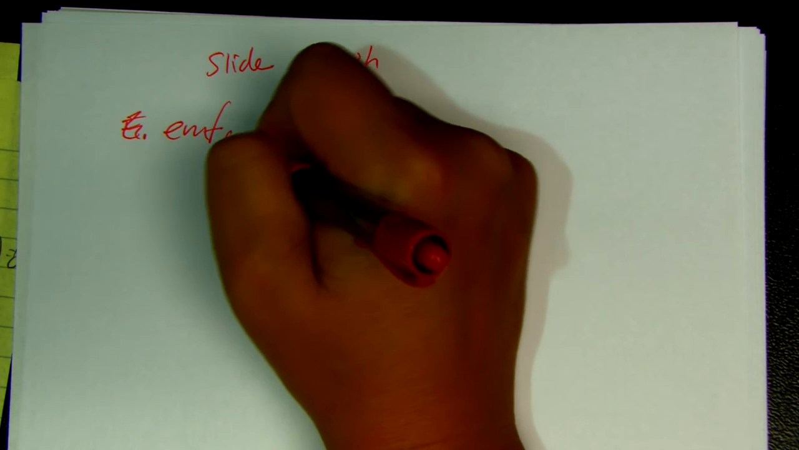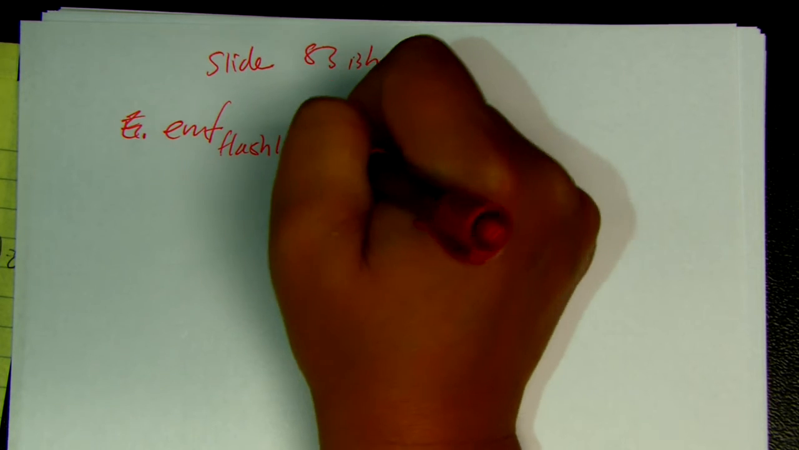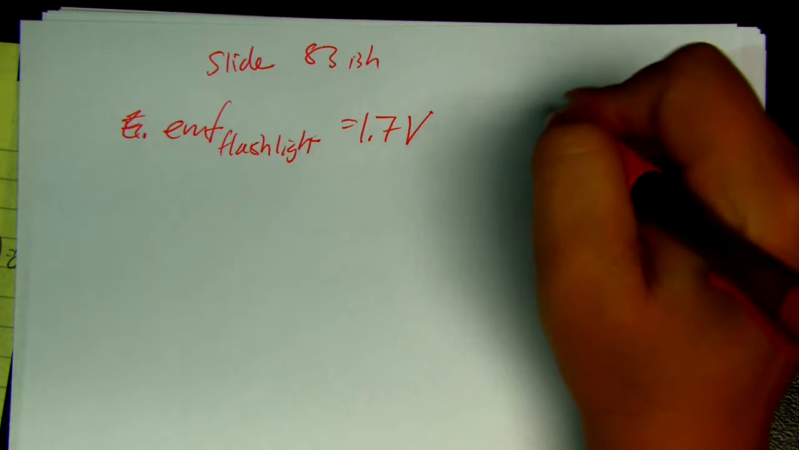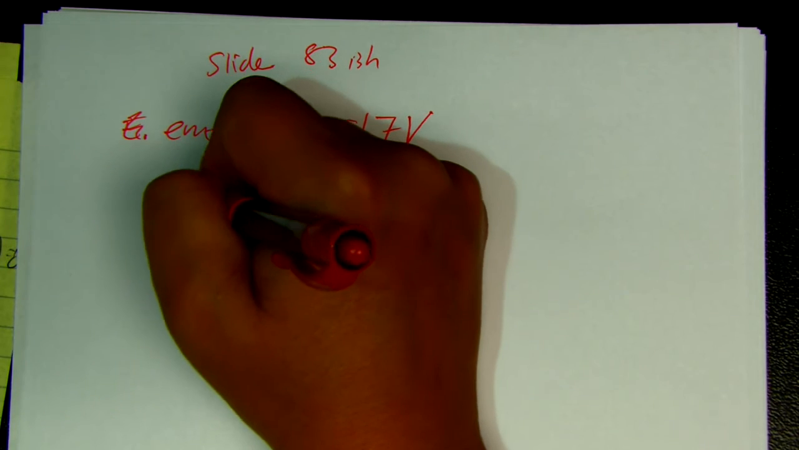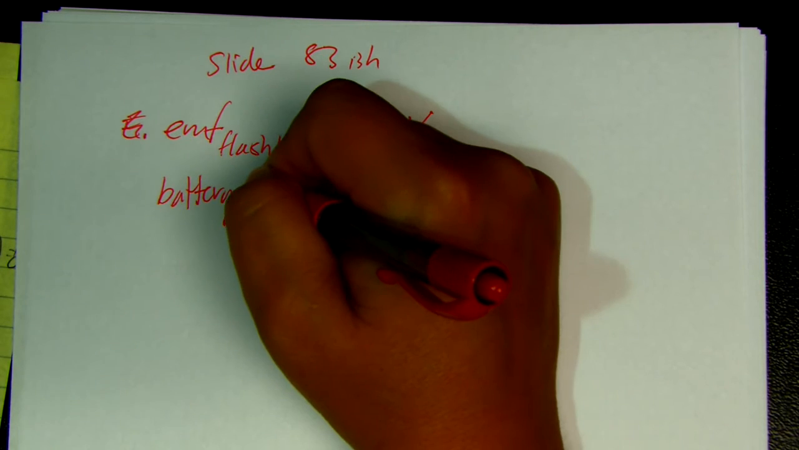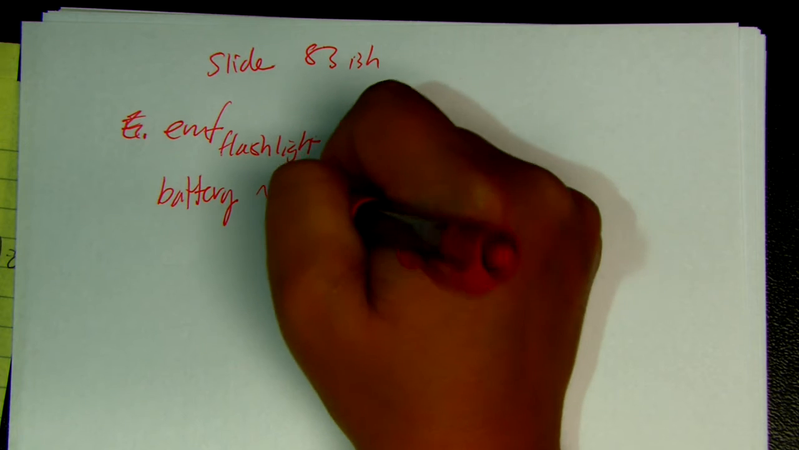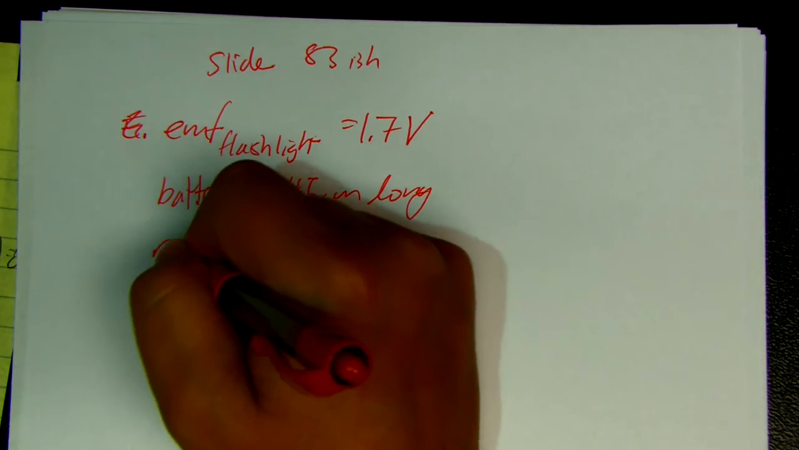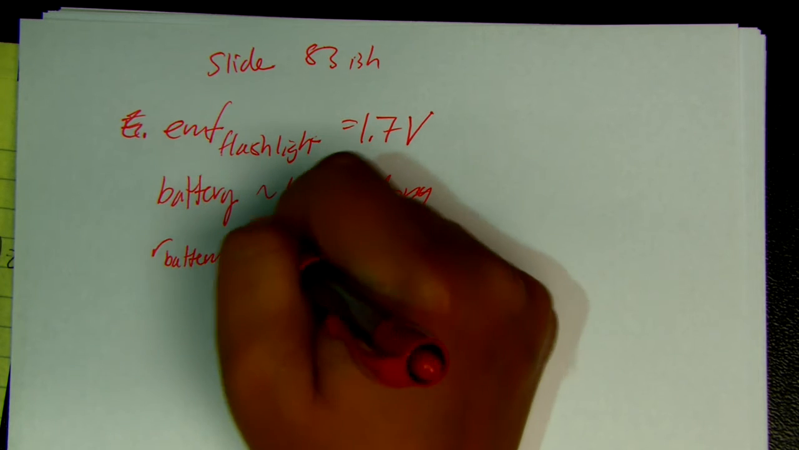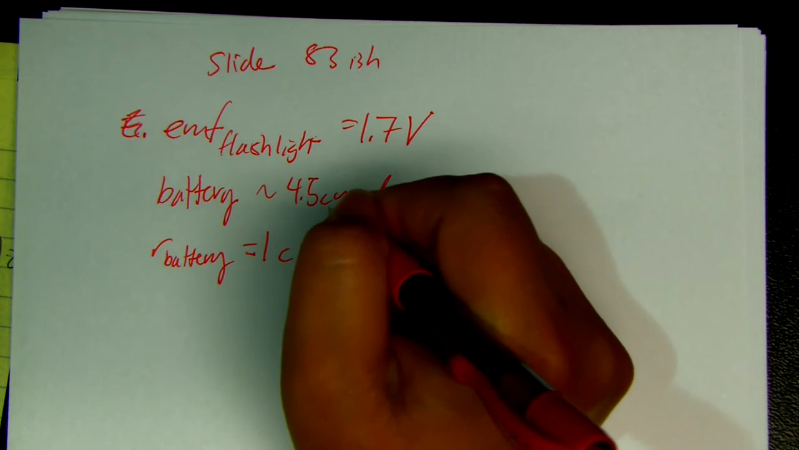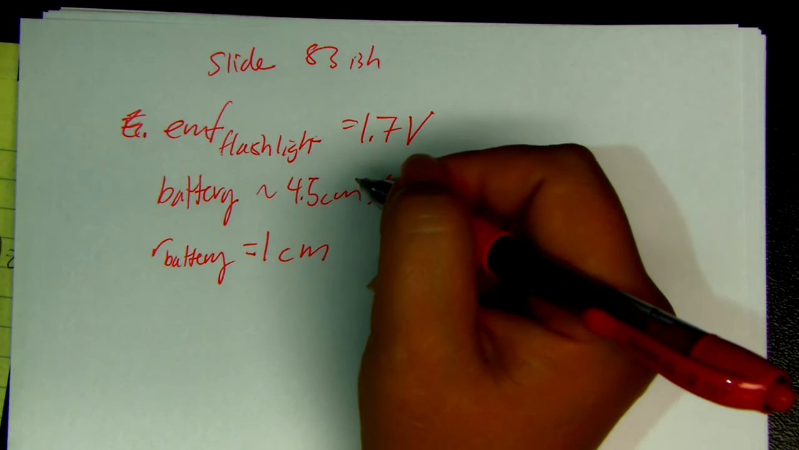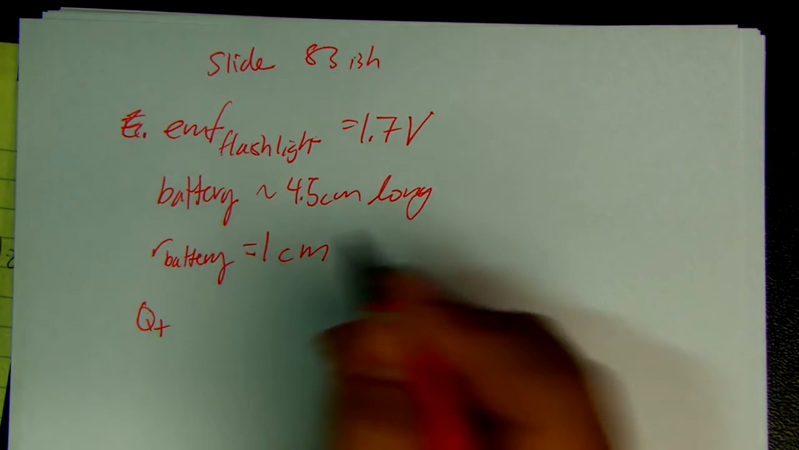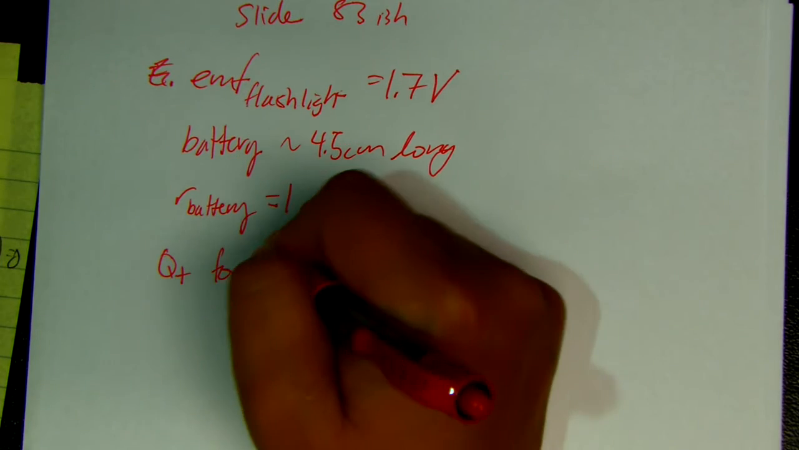of a flashlight is equal to 1.7 volts, and the battery is about 4.5 centimeters long, and the radius of the battery is equal to 1 centimeter. And we want to estimate roughly the charge on the positive plate of the battery, so Q positive for battery.